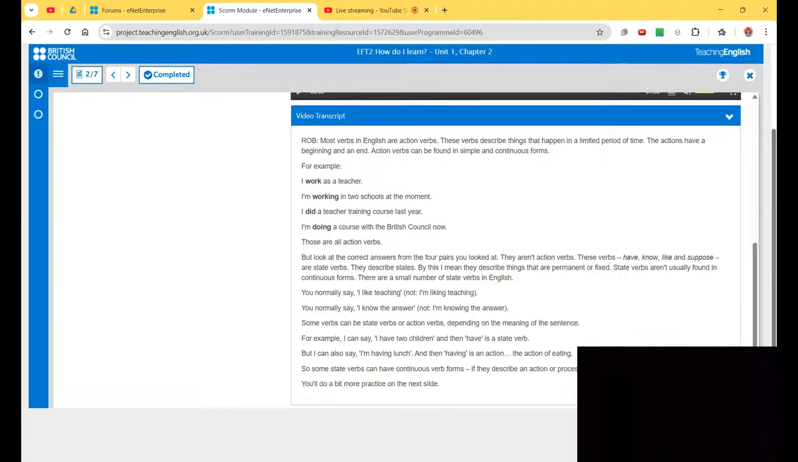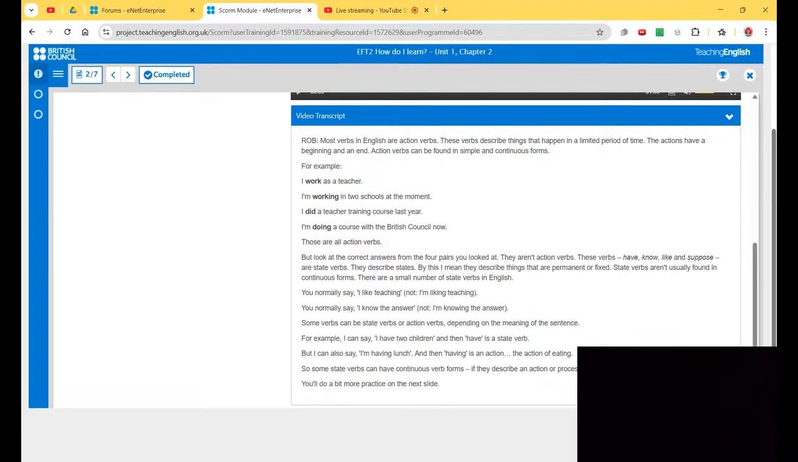They are not action verbs. The verbs have, like, and suppose are state verbs. They describe states. They describe things that are permanent or fixed. State verbs are not usually found in continuous forms. There are a small number of state verbs in English. You normally say I like teaching, not I'm liking teaching. You normally say I know the answer, not I'm knowing the answer. Verbs can be state verbs or action verbs, depending on the meaning of the sentence.